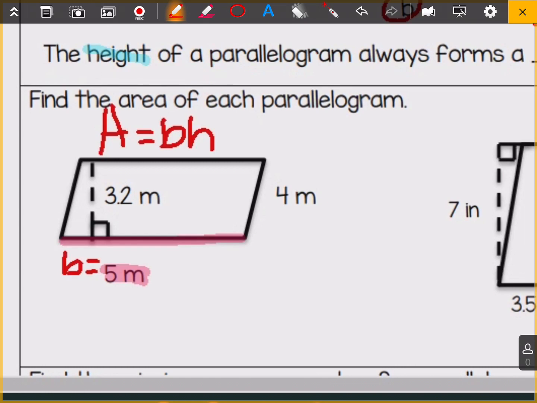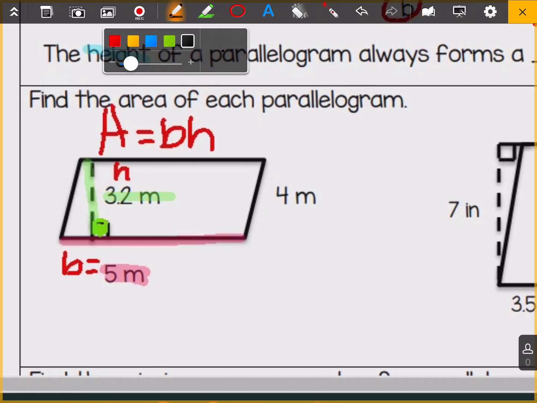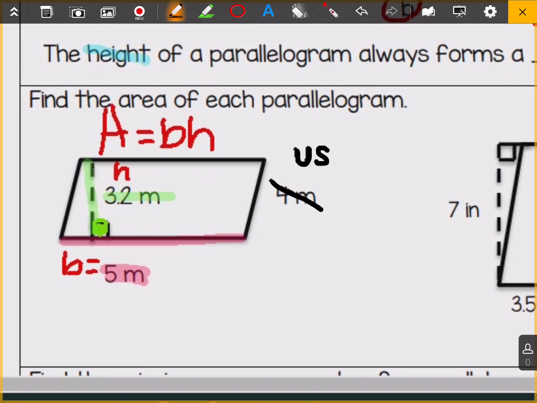And then the height. So again, that height is going to be brought to us by that little square that tells us that it is a right angle. So that means that the 3.2 is actually going to be our height. This other piece over here is useless. They are trying to get you to use that to mess you up. They're giving you that information because it goes along the slanted side, and we can't use a slanted side's information.